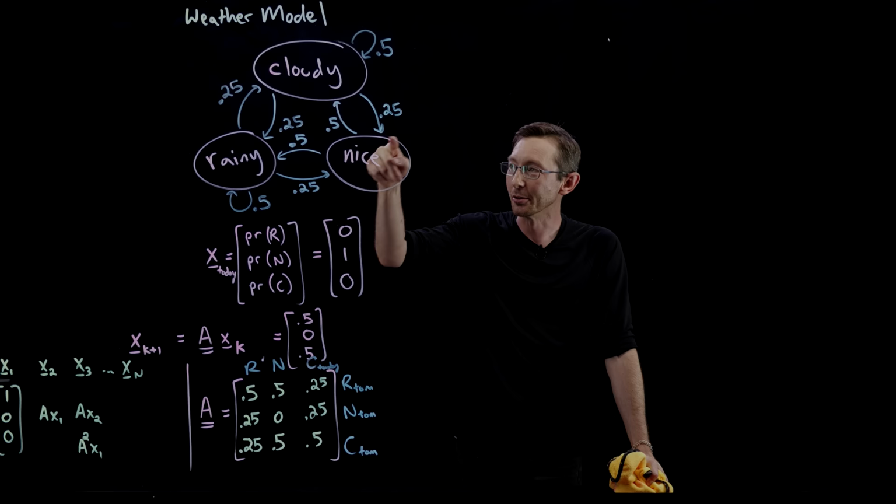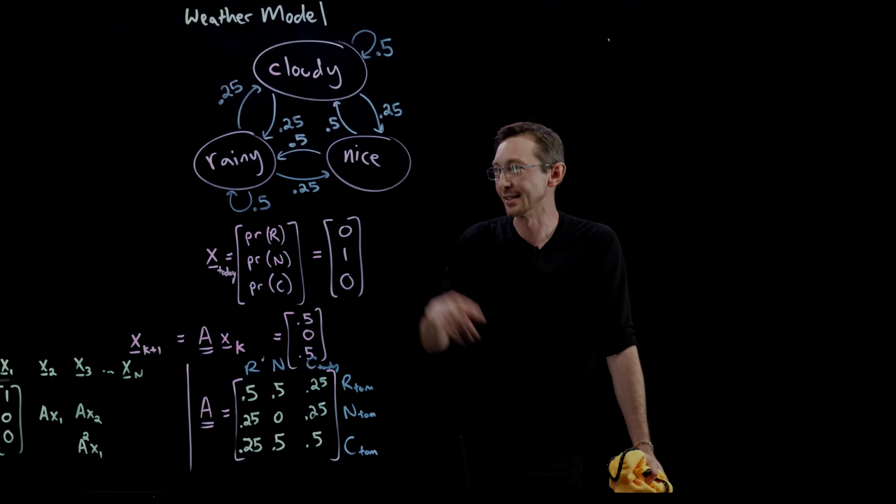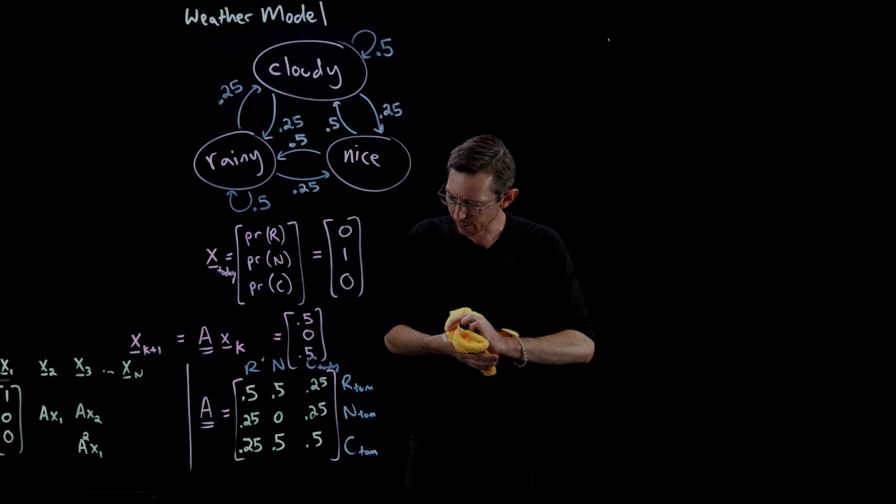And so you could walk the system forward in time. Okay, this is our Seattle touch on it. Rainy, nice, and cloudy. Good. Anything else I want to tell you?